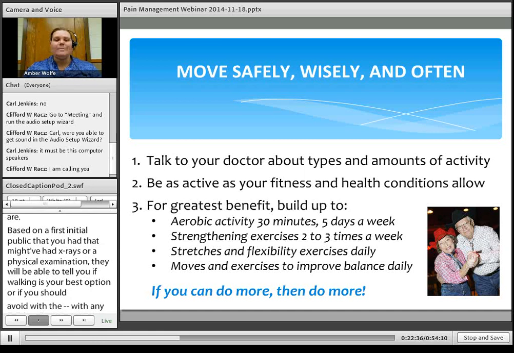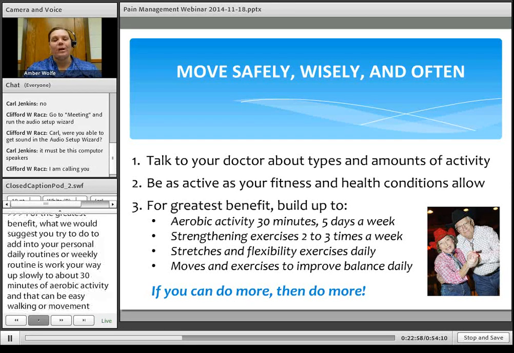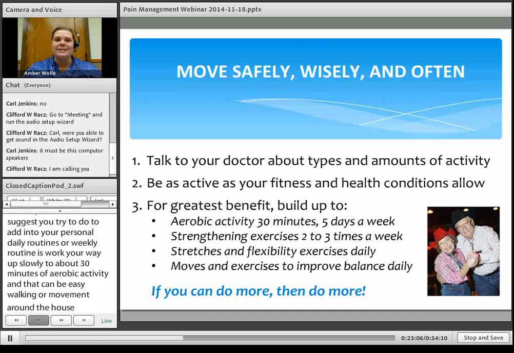For the greatest benefit, what we would suggest you try to do to add into your own personal daily routine or weekly routine is work your way up slowly to about 30 minutes of aerobic activity, 50 minutes a week. And again, that can just be easy walking or movement around the house. Strengthening exercises up to 2 to 3 times a week. Strengthening those joints again is going to give you a better range of motion and more flexibility. Some very easy, simple stretches can be incorporated into anyone's day, and we have some examples of those on the next few slides.